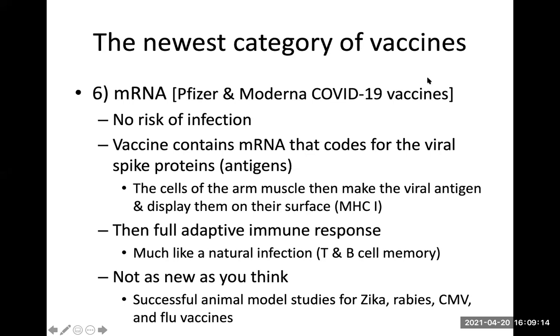Now, there's been a lot of confusion because we had not been giving mRNA vaccines before. But this research started quite some time ago. We have been successful in making mRNA vaccines for the Zika virus, rabies, cytomegalovirus, even some influenza. And so we've been doing animal studies and close to doing clinical trials for those vaccines. So the idea and the technology have already been in place.